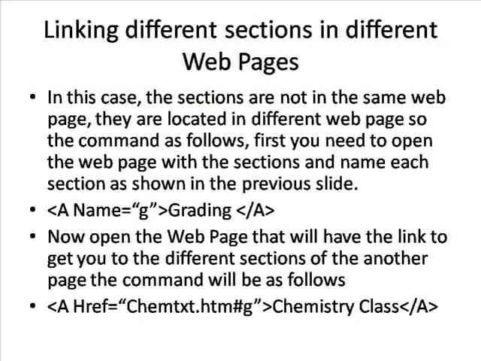The next topic that I want to talk about is linking different sections, but where the sections or the headings are in a different web page now. What we did previously was the heading was luckily in the same page, but now the heading that you want to go to is in a different web page. Suppose you have A and B, and B has all your headings. How you get from A to B to that specific heading will be my next topic. In this case, the sections are not in the same page, they are located in a different web page.